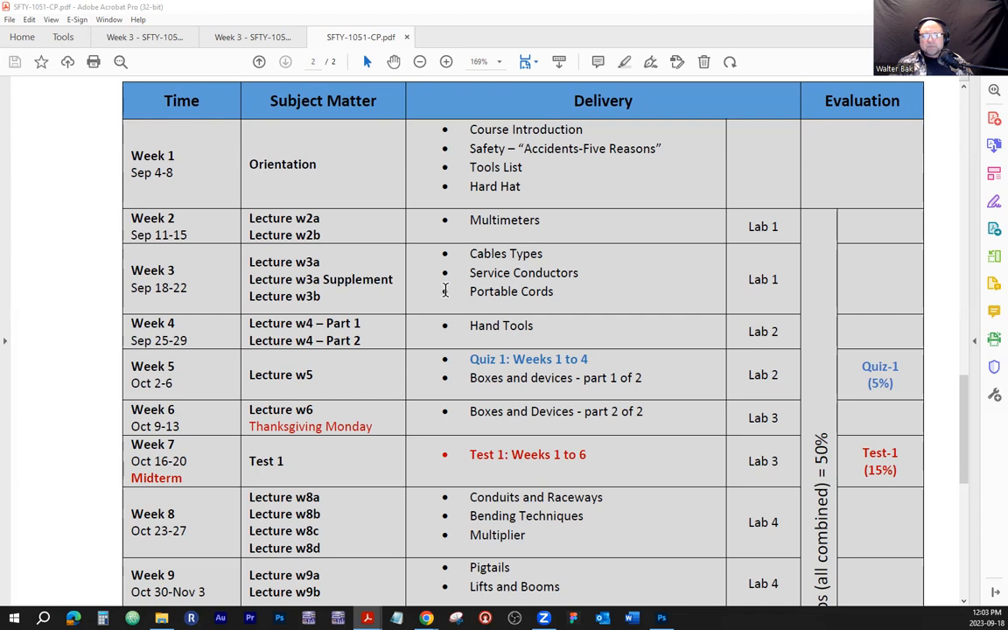All right, so let's see our roadmap here. We've got our hand tools, and in week 5, so the week after this, we're going to have our first squeeze.